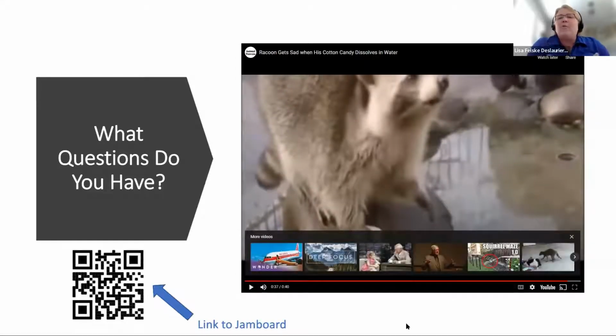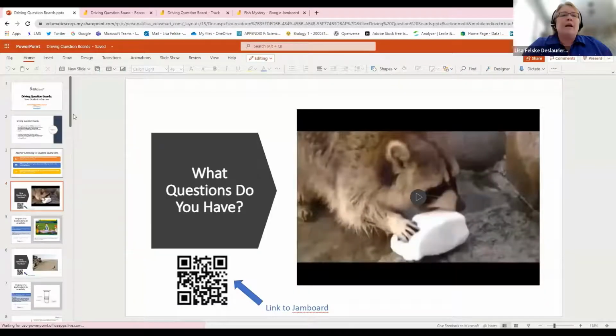Think about what questions you have, or what questions you think students would have, based on what you saw. What I have here is a link to a Jamboard that you can either grab with the QR code on your phone, if you want to keep it separate from looking at the screen. Devanchi is putting the link to that Jamboard in the chat. I'm going to stop the presentation here real quick and move to our Jamboard.